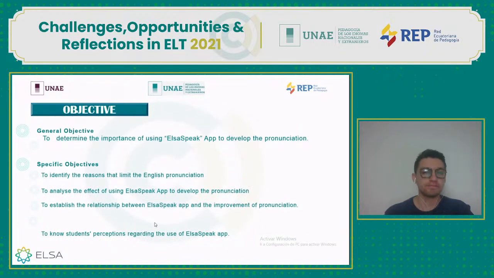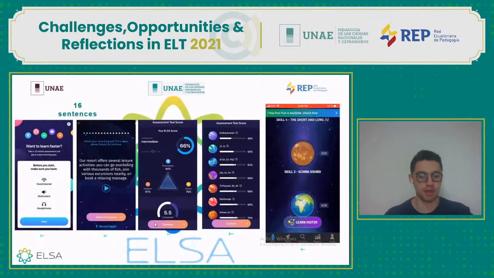For this reason, the main objective of the research is to determine the importance of using ElsaSpeak app to develop pronunciation. So, in order to accomplish the objectives proposed in the research, it was necessary to establish some extra objectives that are, first, to identify the reasons that limit the English pronunciation. Second, to analyze the effect of using ElsaSpeak app to develop pronunciation. Third, to establish the relationship between ElsaSpeak app and the improvement of the pronunciation. And finally, to know the students' perception regarding the use of ElsaSpeak app.